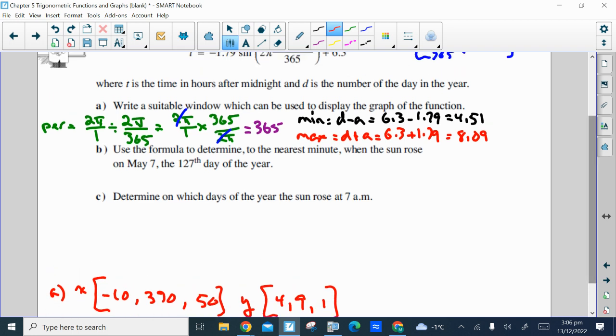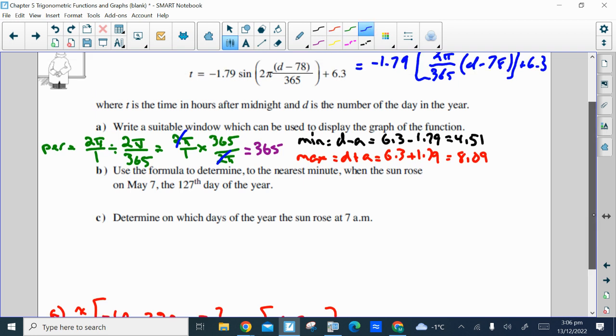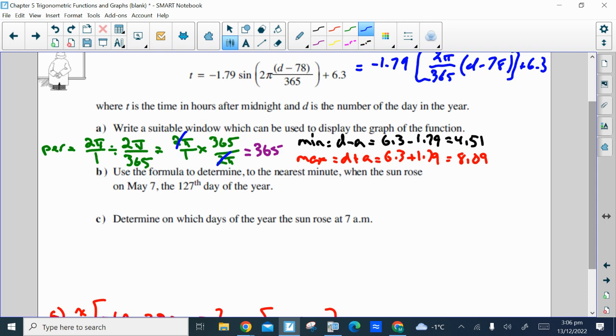Now part B says use the formula to determine to the nearest minute when the sun rose on May 7th, which was the 127th day of the year. So that's where d is 127. So T would be negative 1.79 times the sine of 2 pi over 365 times 127 minus 78, plus 6.3.